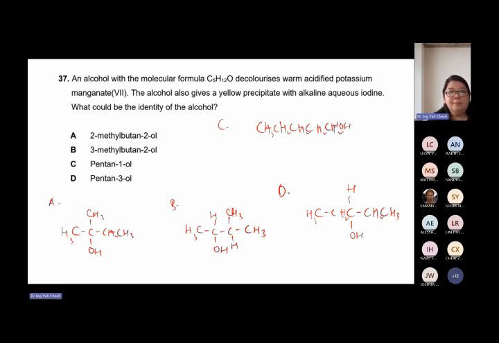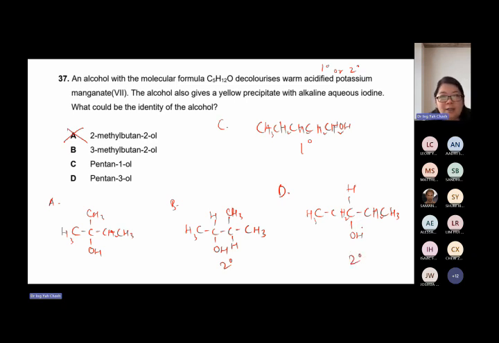Now, to decolorize warm acidified potassium manganate(VII) means it can be oxidized. An alcohol that can be oxidized must be primary or secondary. Tertiary alcohol cannot be oxidized. So if there is a tertiary alcohol, we can cross that answer. Here, tertiary, because the carbon bonded to OH is bonded to 3 alkyl groups. So A is not correct. B, the carbon is bonded to 2 R groups, secondary, so B can be oxidized. C is a primary alcohol, can be oxidized. D is a secondary alcohol, can be oxidized.